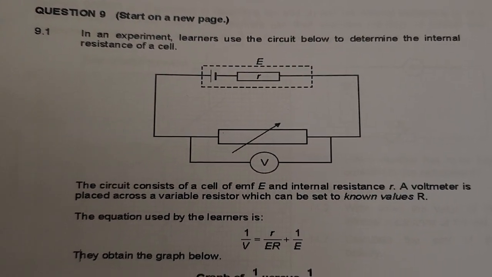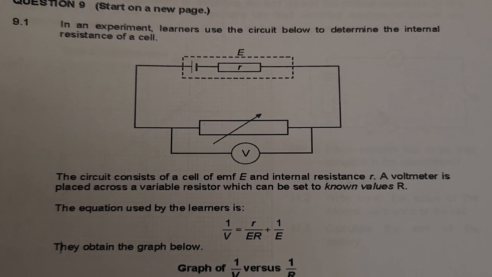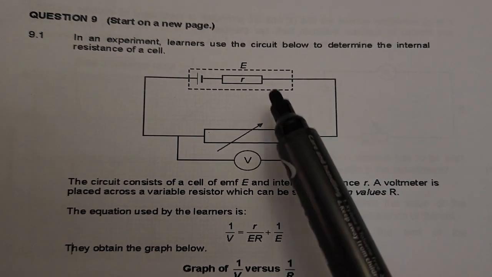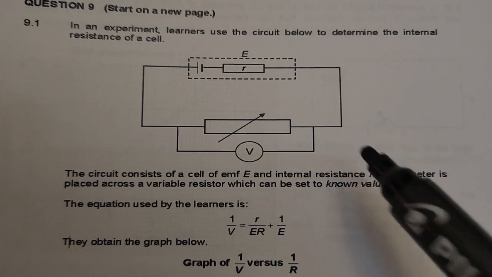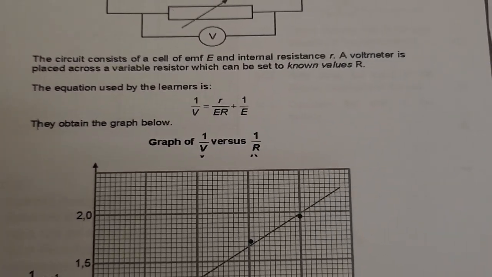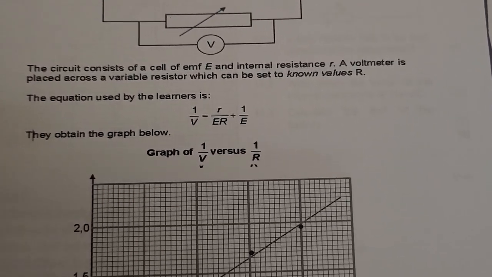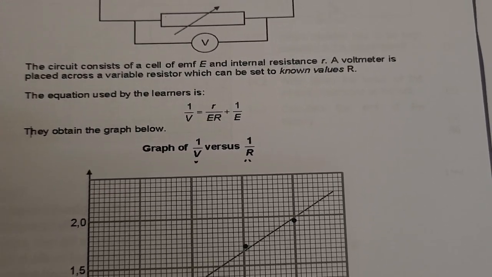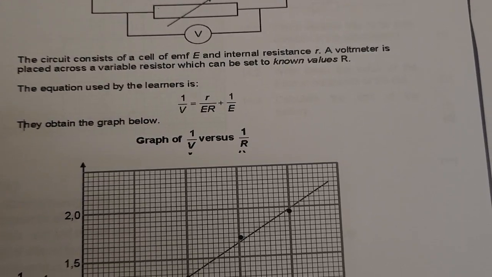They are saying to us here, in an experiment, learners use the circuit below to determine the internal resistance. That is a circuit. Now the EMF with the internal resistance, and this is called the rheostat, normally just to regulate the resistance in the circuit. The voltmeter is connected across it. The circuit consists of a cell of EMF E and internal resistance r. A voltmeter is placed across a variable resistor which can be set to known values R.